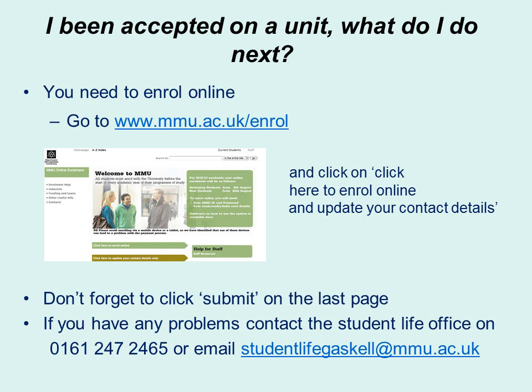Follow the instructions and at some point it will show you the unit you've been accepted on. Check all the details are correct and change as necessary. The last page will indicate funding. If you have CPD funding, this should be indicated. If the information about funding seems incorrect, please contact the Student Life Office on the number or email indicated on this slide. Do not forget to click Submit on the last page.